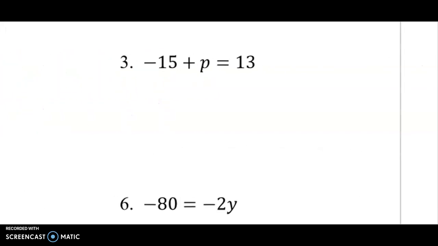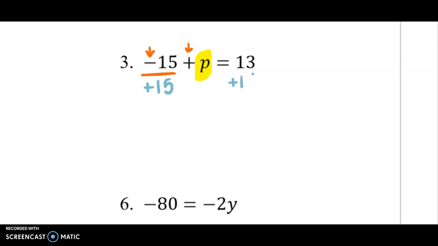Over here in number 3, again, our goal is to get p by itself. So in order to do that, if you notice, I have this negative 15. I know there's addition, but since I have a negative here, this is going to act as subtraction. So in order to undo subtraction, I want to use addition. So I'm going to add 15 to both sides.